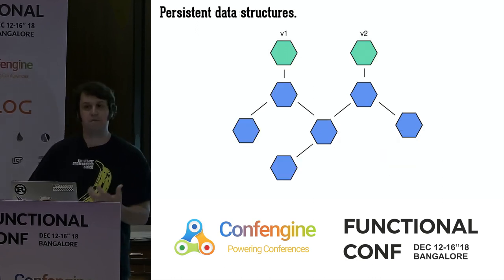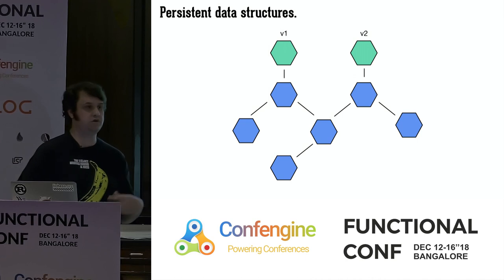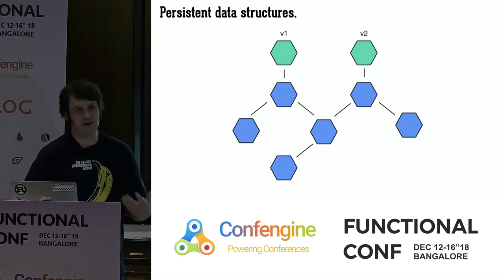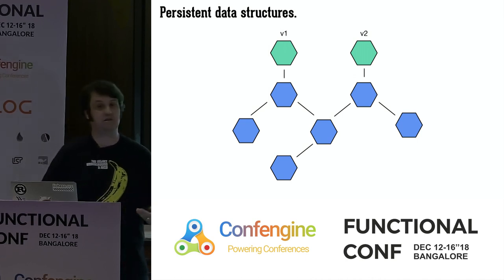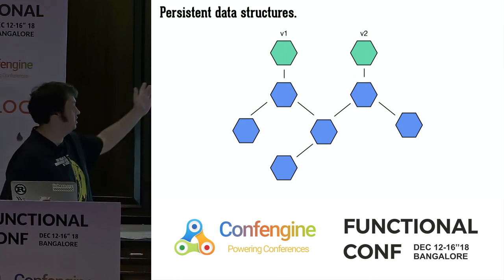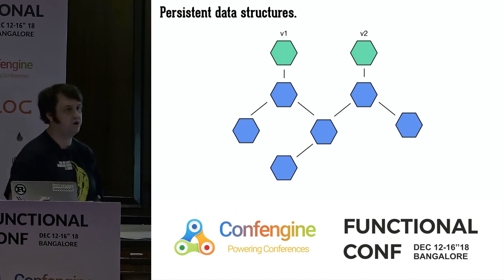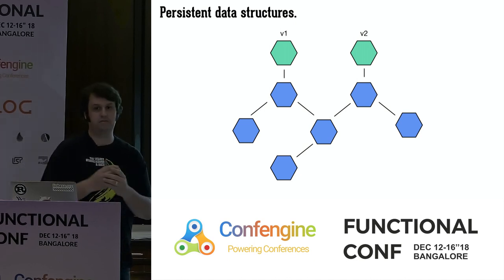Another thing that might be familiar from functional programming is this idea of persistent data structures, so purely functional data structures. If you've used Clojure or Scala or Haskell, you may have used persistent data structures even without knowing it. This idea of having data structures where, as you update them or create new versions of them, they don't have to copy themselves totally.